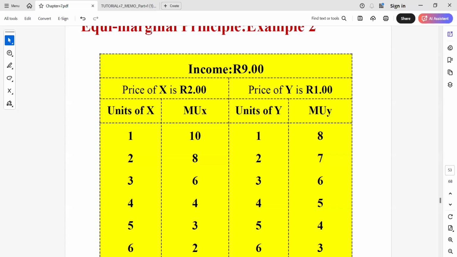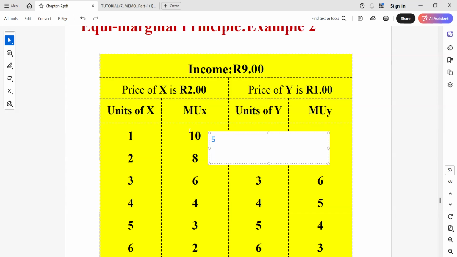Let's continue. What is the question? What is the quantity where the consumer will maximize satisfaction? Because we have two goods here, we can't just compare the marginal utility. We have to calculate the marginal utility per rand. So we'll say 10 divided by 2. Marginal utility per rand is MU over P, which is the price. So 10 divided by 2, you get 5.